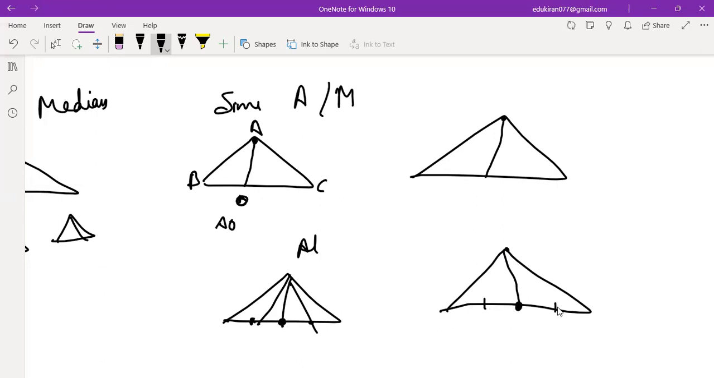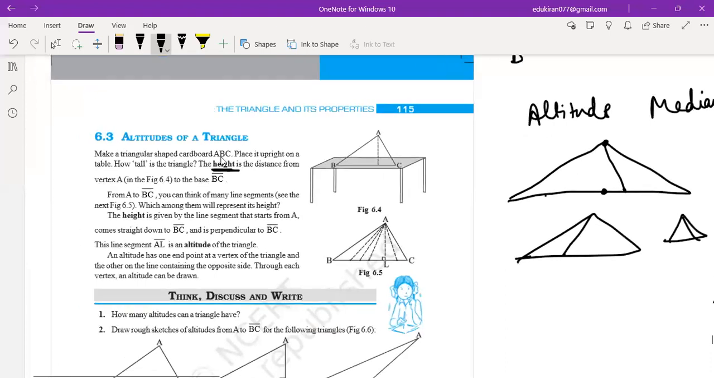Yes, it will be the midpoint of the third side. For example, this will be 4 centimeters and this will also be 4 centimeters. But for altitude, it is nothing like that. It can be anywhere. It can be like this, it can be like this, anytime. You got the similarity and difference between altitude and median? Yes, ma'am, both of us.